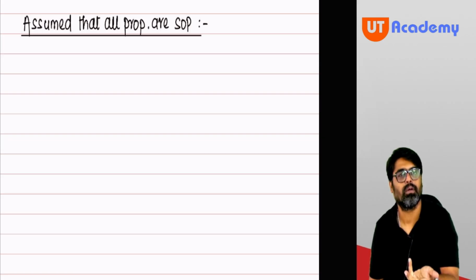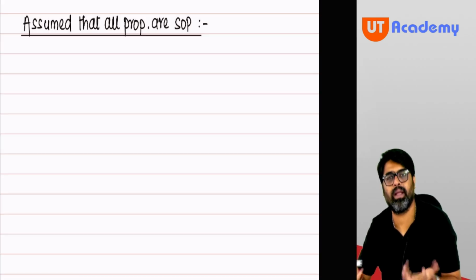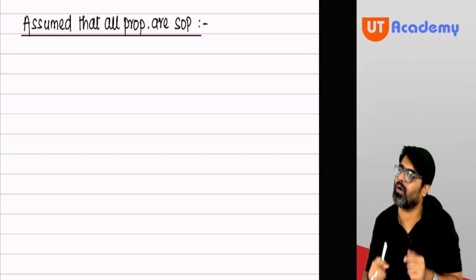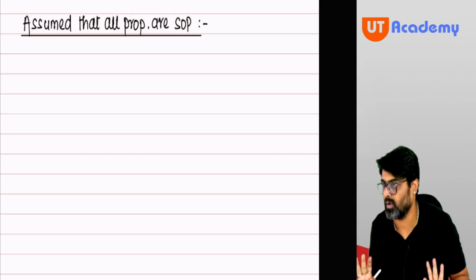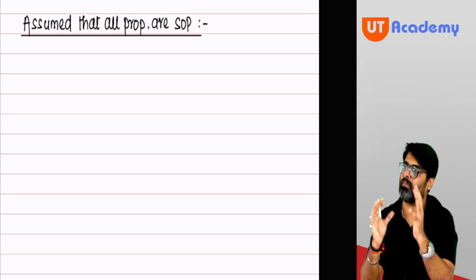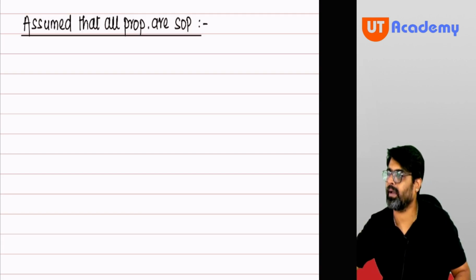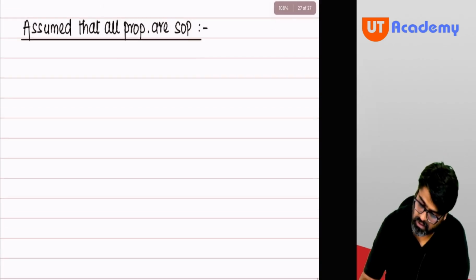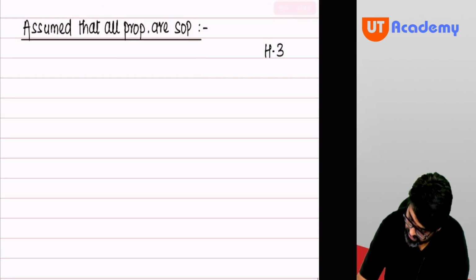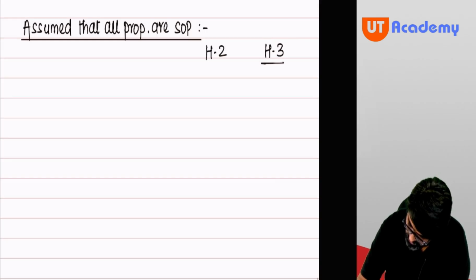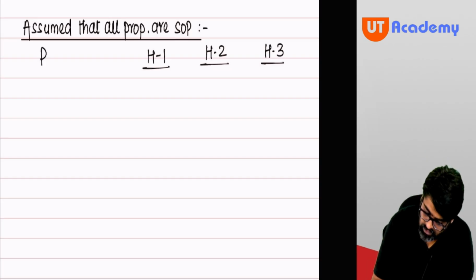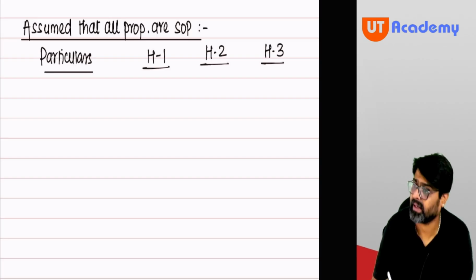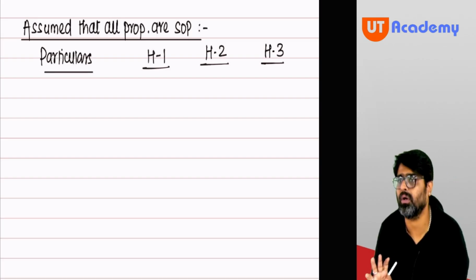Yes or no? Now in the second table, what will I do? The opposite. I will assume all the properties to be DLOP and I will calculate the income of each property, assuming that property is DLOP. Then I will combine both the tables and create my options. Getting my point? So in the first case, how many properties are there? H3, H2, H1. Done, sir. And this is particulars. Are you all understanding?